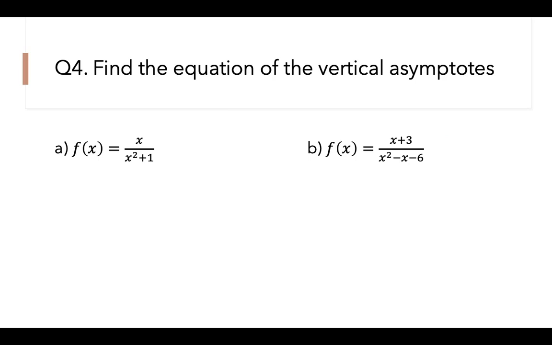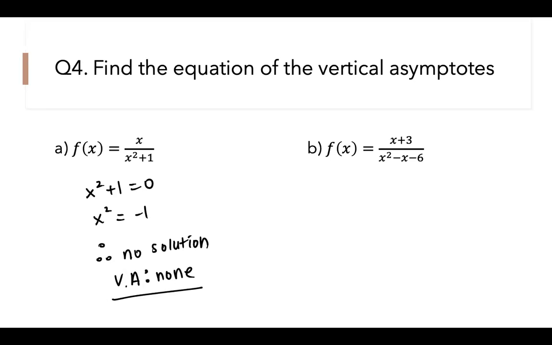Example 4: find the equation of a vertical asymptote. Again, there's nothing that we can factor, so we let the denominator equal 0. So x squared plus 1 equals 0. But unfortunately, x squared equals negative 1, and you cannot take the square root of negative 1. So there is no solution because it's impossible. So the vertical asymptote, there are none.